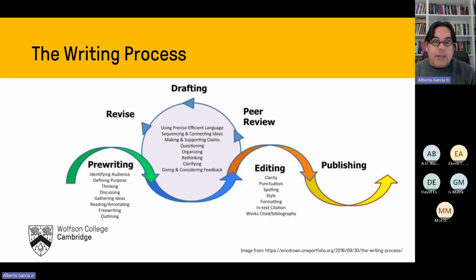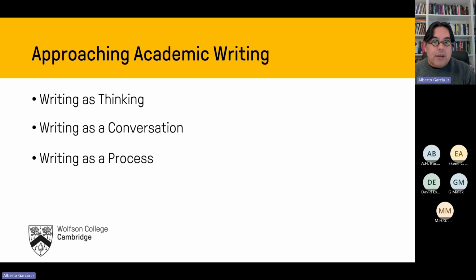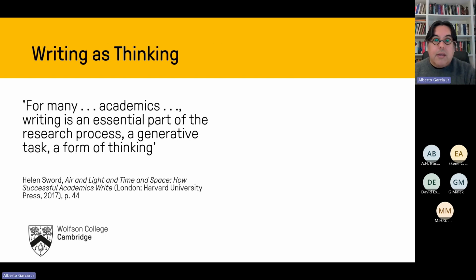So when we think about writing, we can think about it in a couple of different ways. I like to think about it as writing as thinking, writing as a type of conversation, and writing as a process. Here's a wonderful quote from Helen Sword, an amazing scholar on writing, from her work Air and Light and Time and Space: How Successful Academics Write. She says, for many academics, writing is an essential part of the research process. It's a generative task, or form of thinking. And that's really nice to think about, what writing does for us.